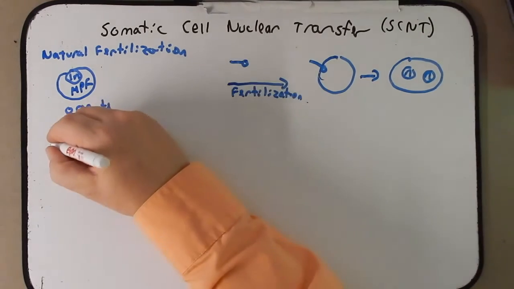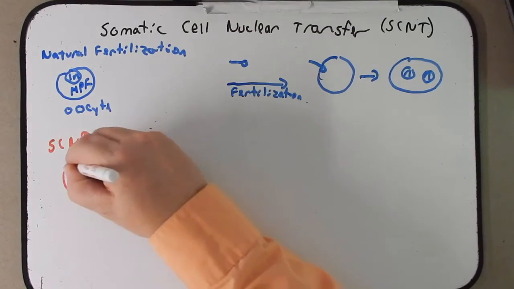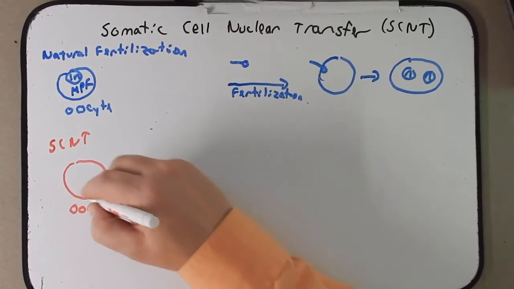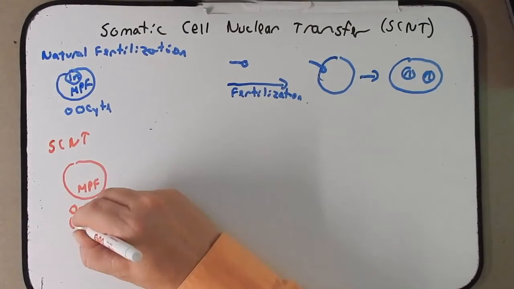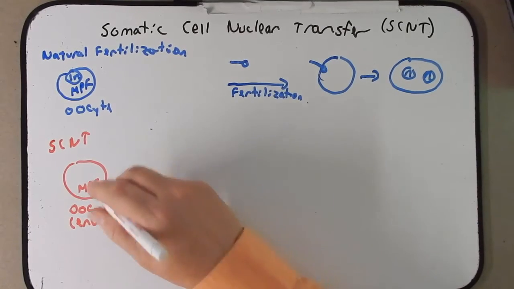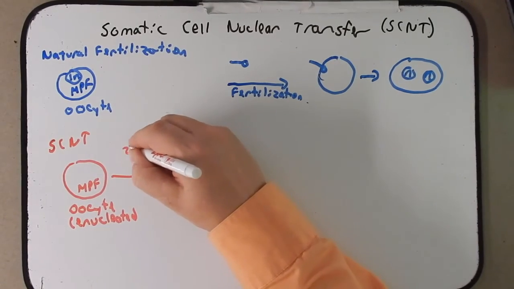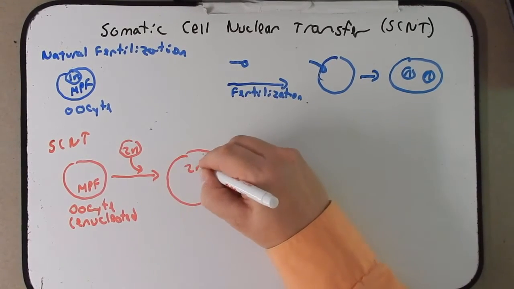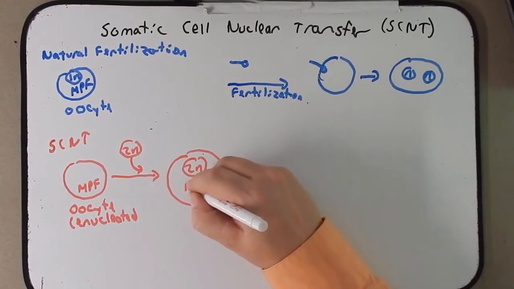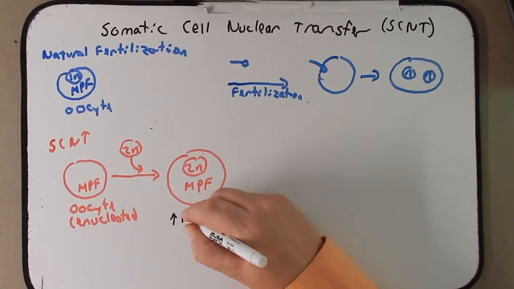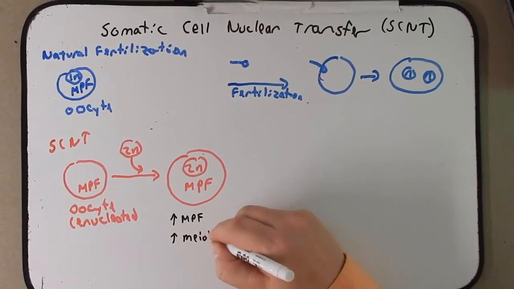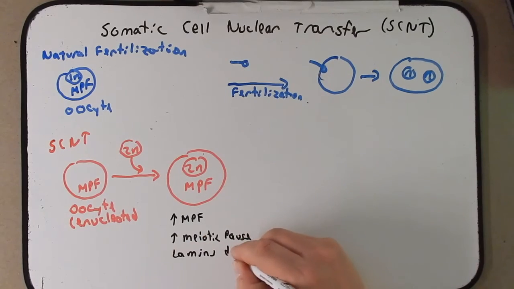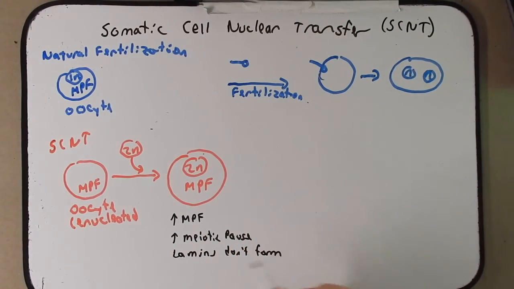I'm going to erase part of this so that we can see what happens with somatic cell nuclear transfer. So SCNT. You have the donated oocyte, and it being an oocyte, you're still going to have the MPF in there. It's enucleated. Remember, it doesn't have the nucleus. But then you add that diploid nucleus from a somatic cell to it. So what you have is this diploid nucleus in here with MPF. As shown here, MPF is still high. The meiotic pause is still in place. The lamins don't form. You don't create the pronuclei.